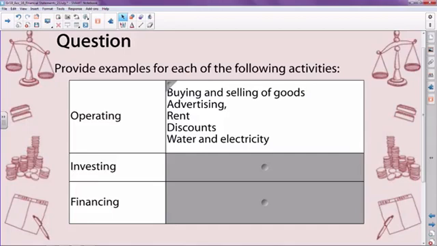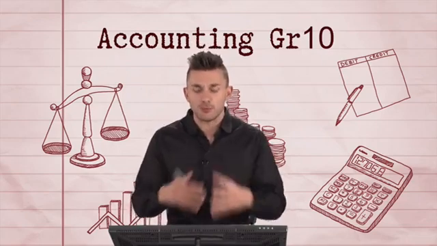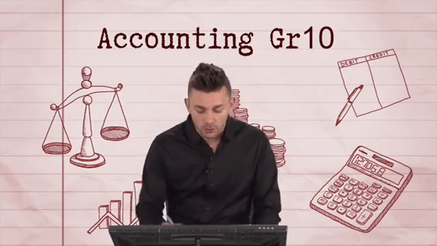So your investing, that will be a little bit at the bottom, all interest received. So you can have your interest on overdue accounts that you charge on your debtors. You can have your interest on your current account. You can have interest on a fixed deposit. So all those interests will form together the investing part of your income statement.